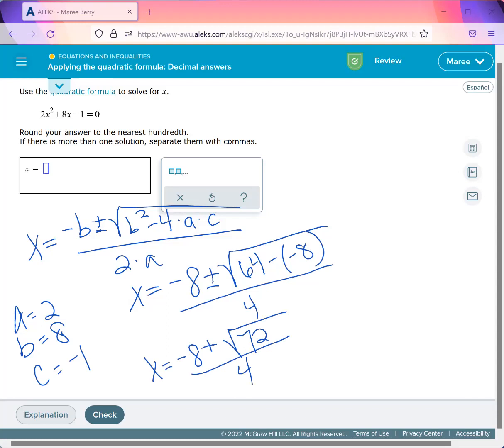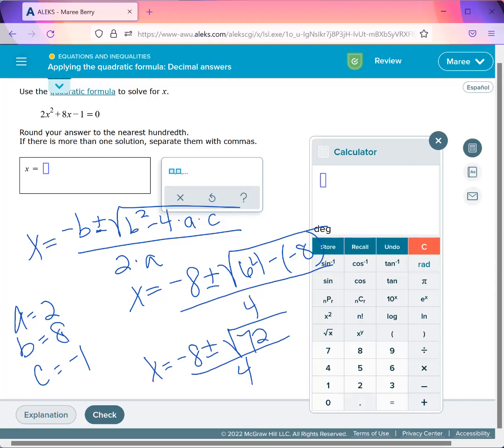So we're going to take the calculator, because they want us to put our answer rounded to the nearest hundredth. We'll do negative 8, and then we're going to add the square root of 72. We'll get our answer, and then we'll divide by 4. So our answer is 0.12. So we'll go ahead and type in our 0.12.